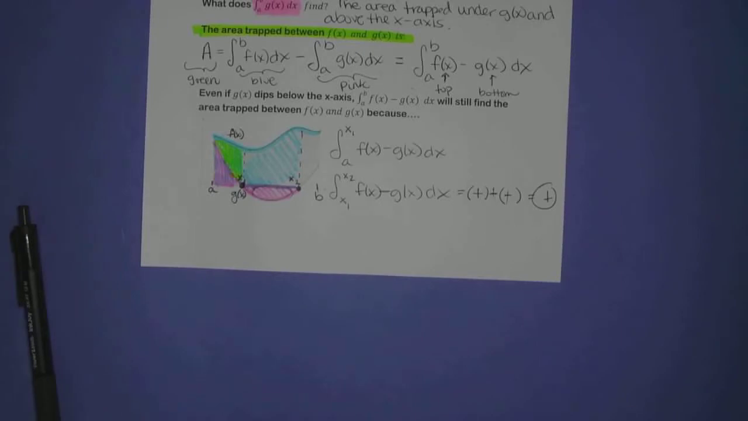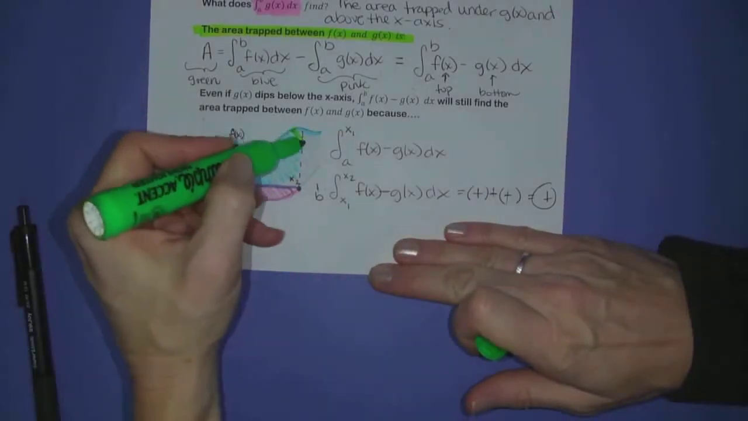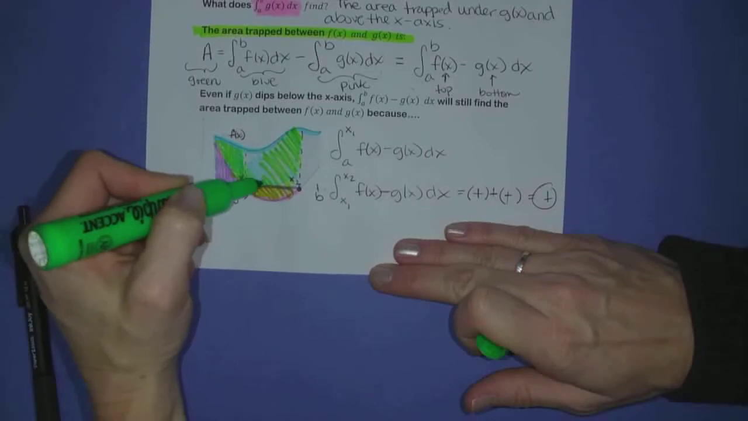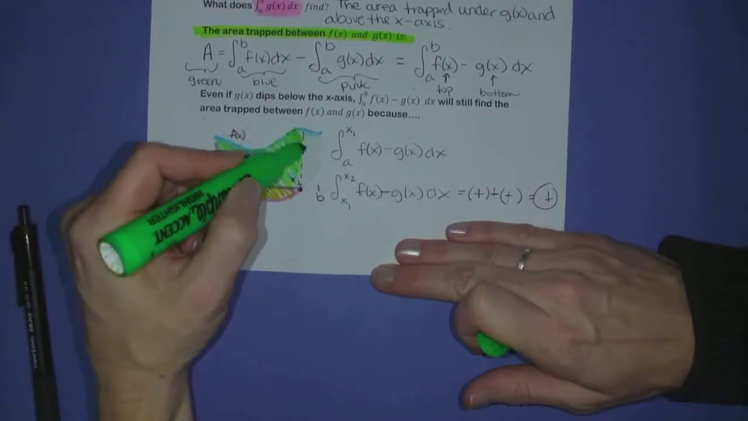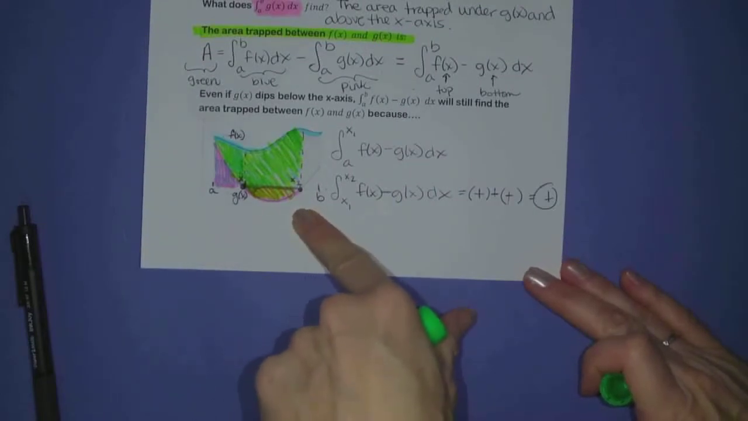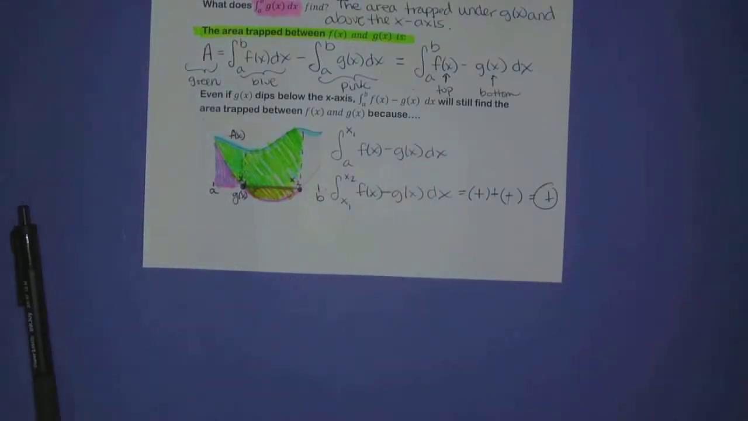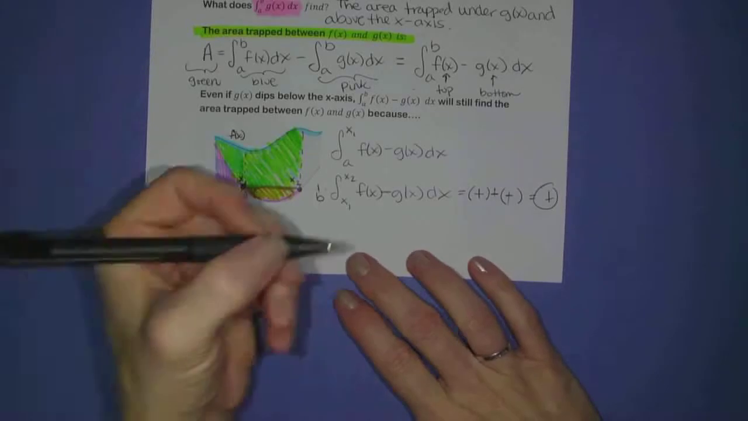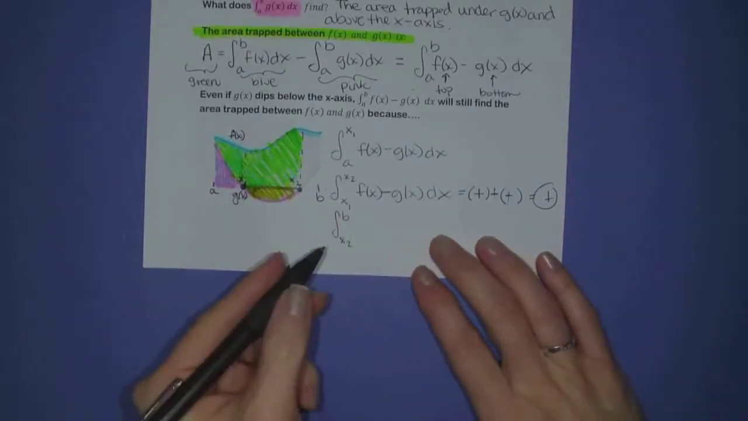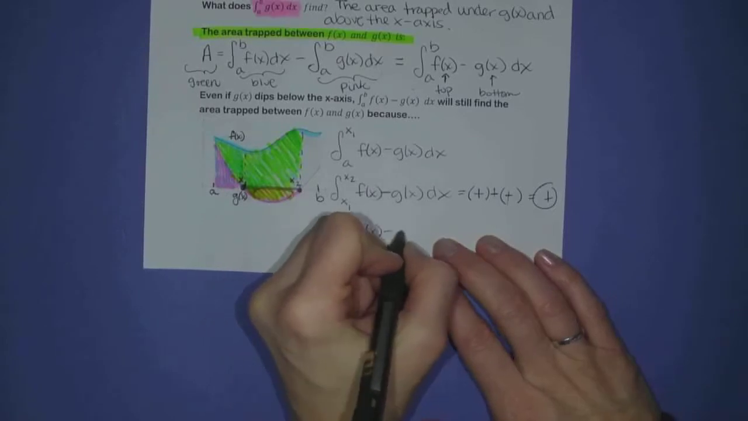So it turns out that even if some of your graph dips below the x-axis, the top minus the bottom, the positive minus the negative, is still going to give you all the green area. And then the last one, if I integrate from x sub 2 to b, again, I'm still going to take the top minus the bottom.